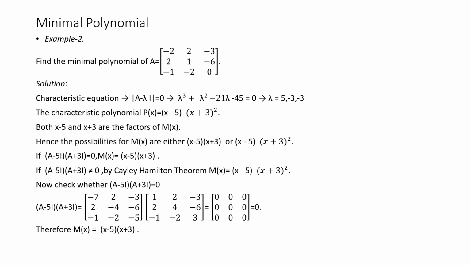Now, A minus 5I into A plus 3I equals, we get the matrix minus 7, 2 minus 3, 2 minus 4 minus 6, minus 1 minus 2 minus 5, into the matrix 1, 2 minus 3, 2, 4 minus 6, minus 1 minus 2, 3. On multiplication, we get the answer as 0. Therefore, the minimal polynomial is x minus 5 into x plus 3. Here, p of A is also equal to 0, but remember that the minimal polynomial is of least degree such that when we substitute A in that, the answer is 0.